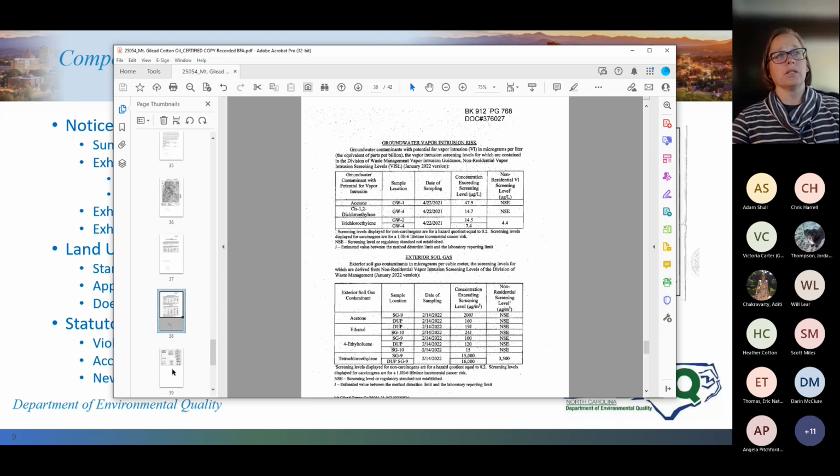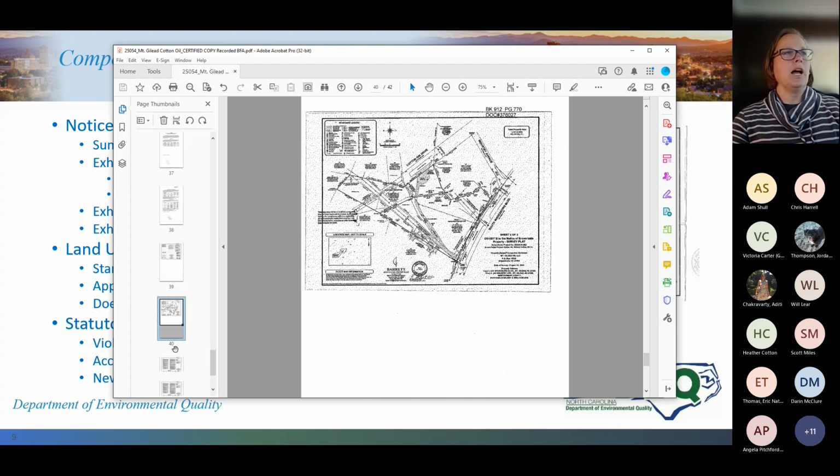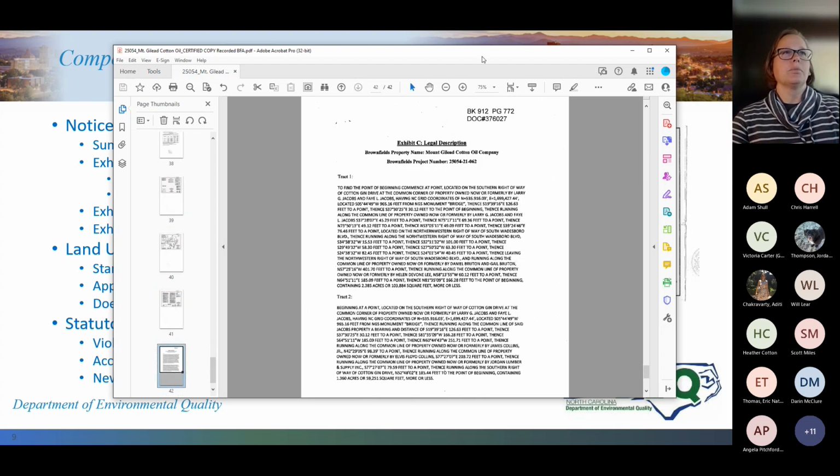One of the most important reasons why is because most of these contaminants are not allowed to be used at the property in the future. Then the survey plat and legal description. So that's ultimately the end goal. When we say we have a completed agreement, that's what this is.